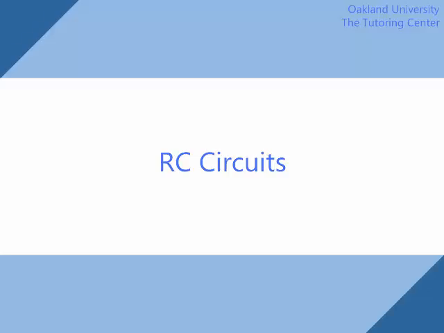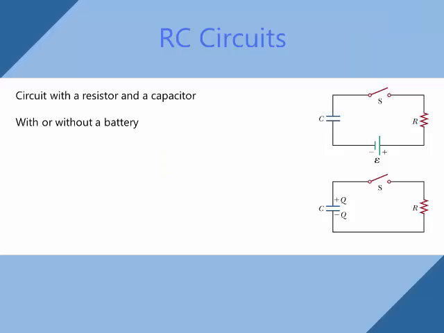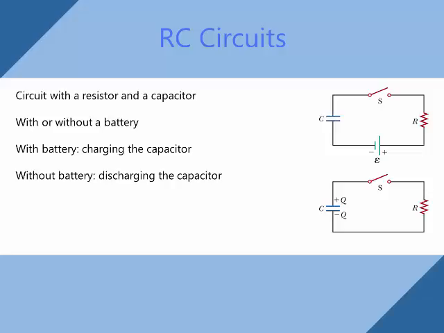Today, we will discuss RC circuits. RC circuits are simply circuits that have a capacitor and a resistor. The circuit may or may not have a battery. If it does have a battery, then the capacitor is usually being charged. If it does not have a battery, the capacitor is usually being discharged.